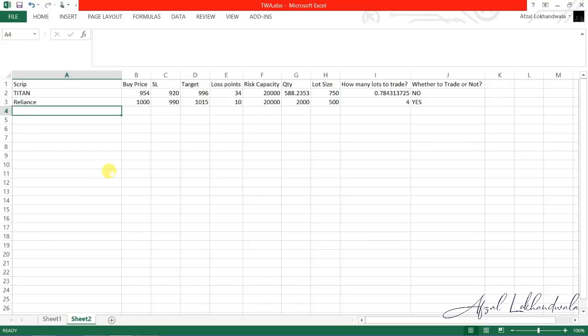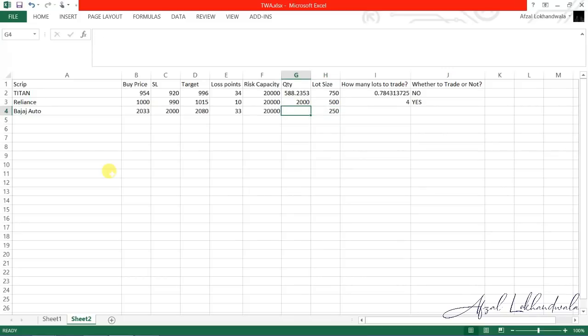One more example. Let us say it is Bajaj Auto. This time it is a buy at 2033. We are setting a stop loss at say 2000 rupees and a target of 2080. We can calculate the loss points as buy price minus stop loss, that is 33 rupees. Our risk capacity remains the same, 20,000. In each lot of Bajaj Auto there are 250 shares. The lot size is 250.